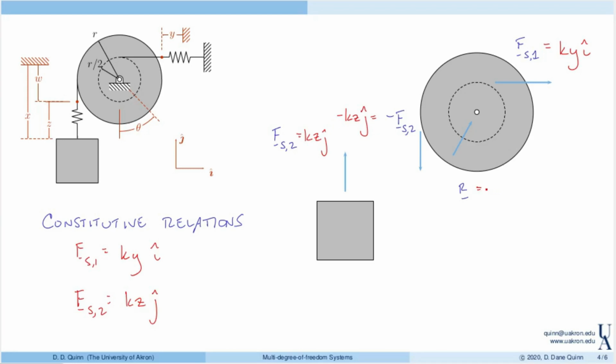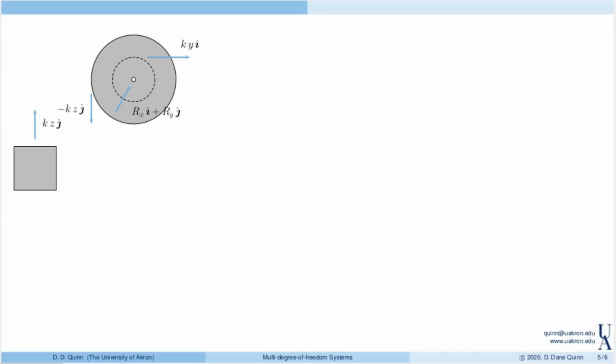Finally, the reaction force, it's just unknown, right? So I'll write that as Rx in the i direction plus Ry in the j direction. So now we have a description of the forces. We have the kinematics from the previous slide, and we're ready to apply the equations of motion. Right. So let's apply angular momentum balance on the disk.